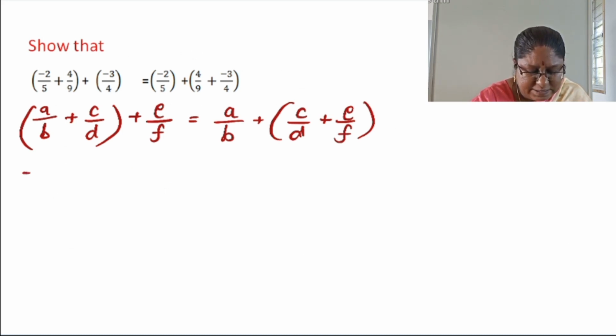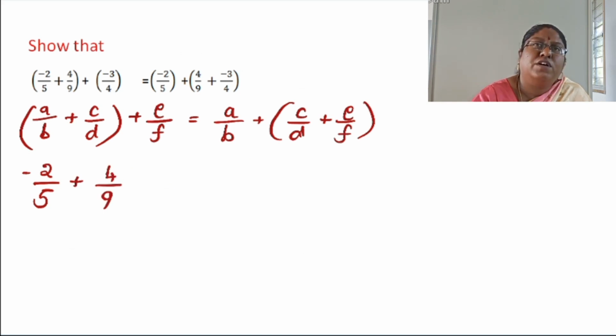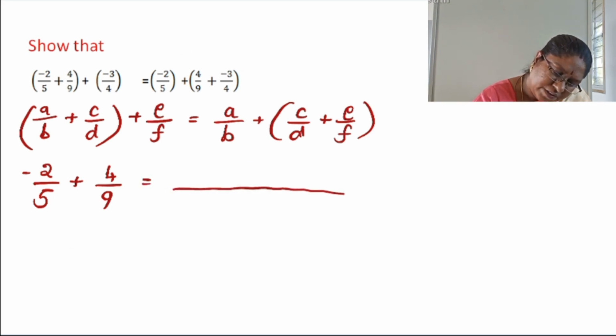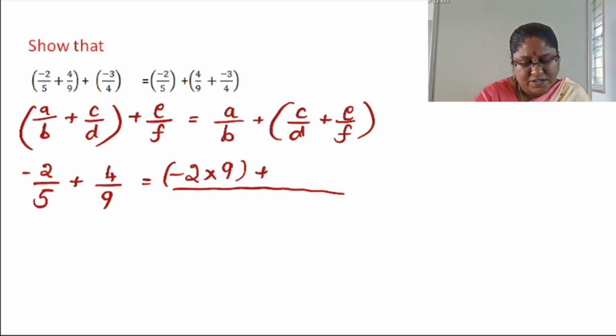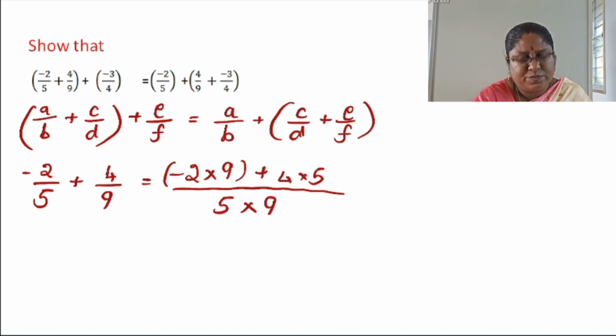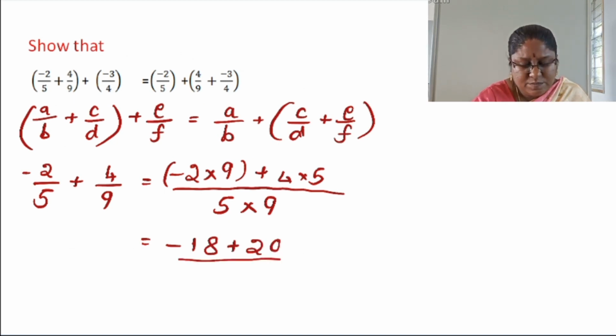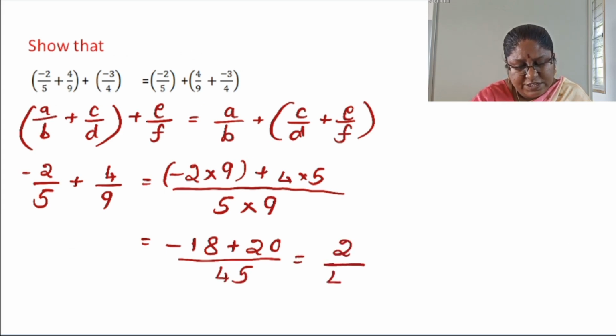First take this side: minus 2 by 5 plus 4 by 9. Are the denominators the same? No. So cross multiply. What will you have? Minus 2 into 9 plus 4 into 5 over 5 into 9. What will you get? Minus 18 plus 20 by 45. So the answer is 2 by 45. This is for the bracket value alone.